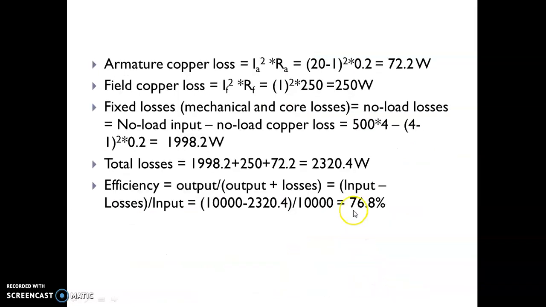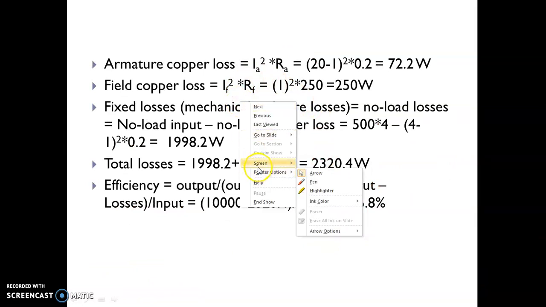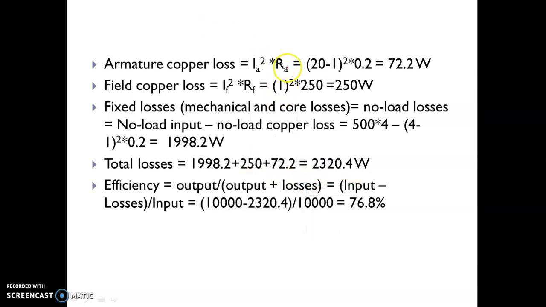Now we have to find the constant loss. The numerical value of these two losses, Ia square R, will come like this. Fixed losses means mechanical and core losses. This is also called no load loss. Fixed loss means without load there are certain losses, that is called fixed loss: mechanical loss and core loss.